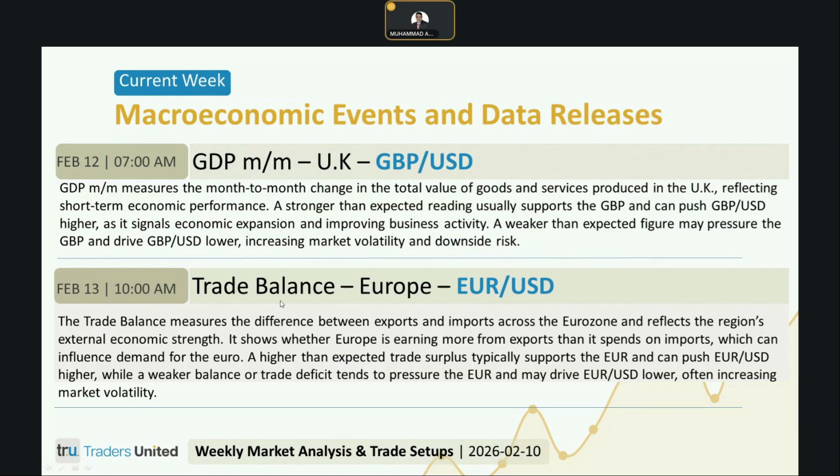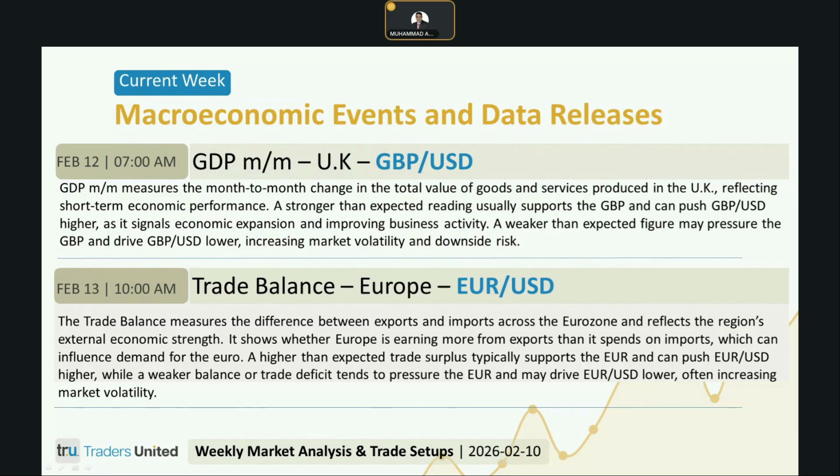The next important news announcement is the trade balance in Europe, and we're going to focus on euro dollar currency pair. Now, what is the trade balance? The trade balance measures the difference between exports and imports across the Eurozone.